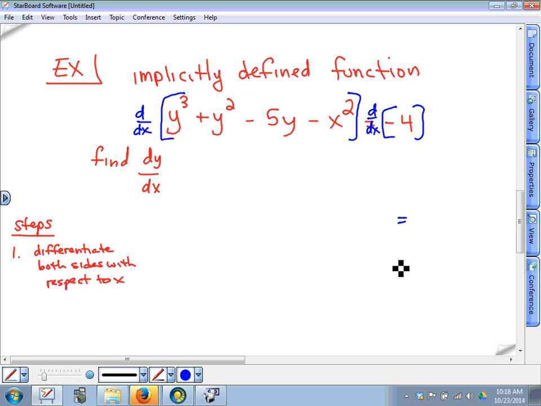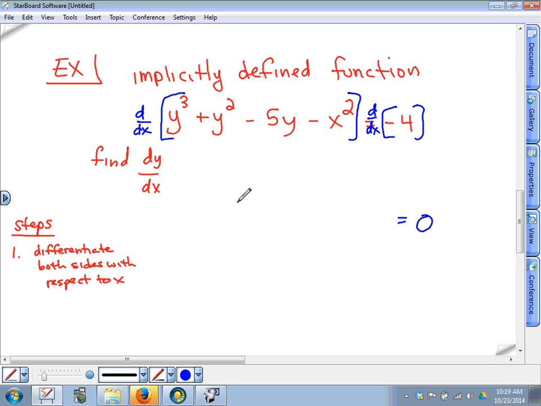Let's start on the right side. That's the easy part. What's the derivative of negative 4? 0. The derivative of a constant is 0. Could you add x squared to both sides so that you have all the y's on one side and all the x's on the other? Before doing this, yeah, you could have. But since we're taking the derivative of the sum or difference of individual terms, just take the derivative of the individual terms with respect to x.